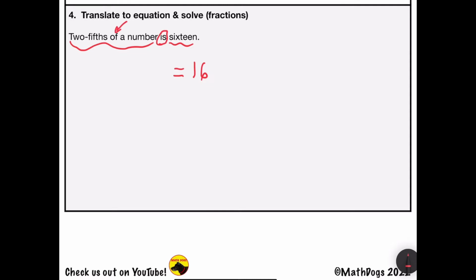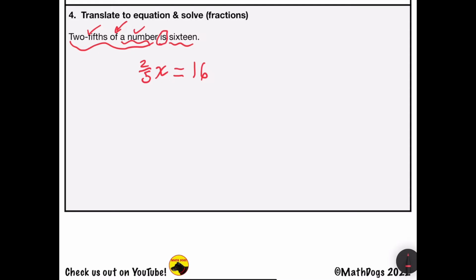And this word "of" indicates multiplication. So I'm going to multiply 2/5 by a number. And remember, a number is just the variable. So I would have 2/5 times x, or 2/5 x, and that will equal 16.